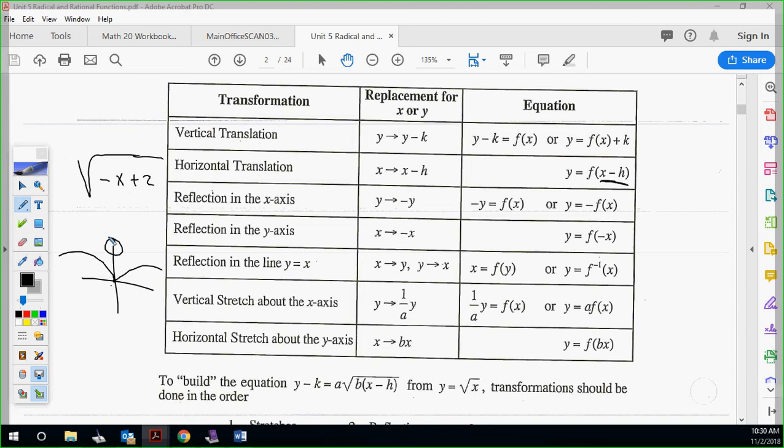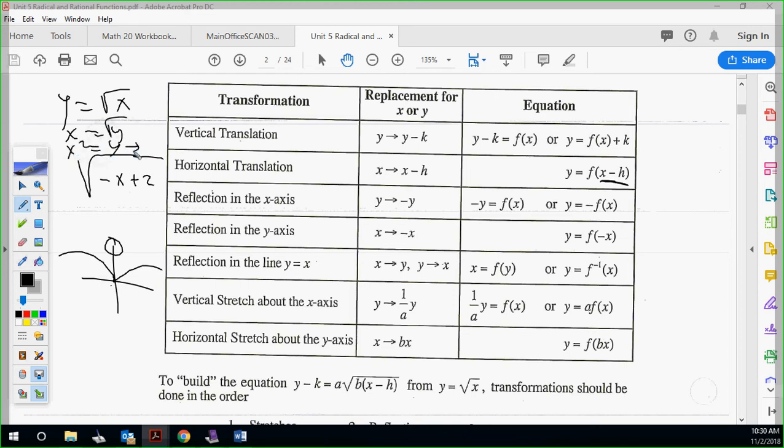Interesting enough, does anybody know what the inverse of a root x graph is? Yeah, it's x squared. And that's the weird thing, because x squared has two sides. So what happens is, remember we talked about this, we can't get a bigger domain. When I do the inverse of this and I switch these, it's going to be x equals root y. So it's x squared equals y.